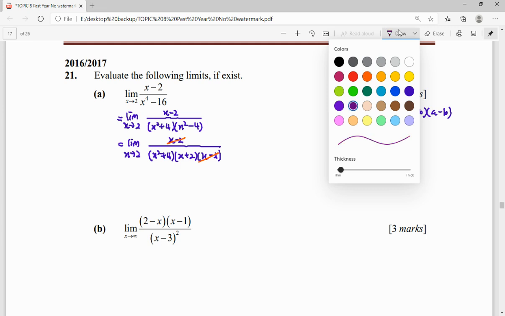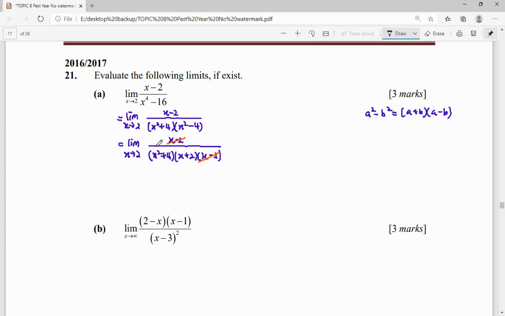Then we can attempt our limit again. We can try to substitute again. So now we get 1 over (2 squared plus 4) times (2 plus 2), which will equal 1 over 32. So notice that our limit notation has to be written until we manage to substitute x equals 2. For this line, when we substitute x equals 2, we no longer need to write the notation again.